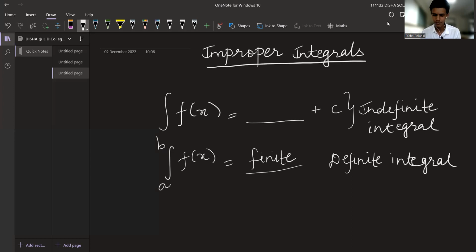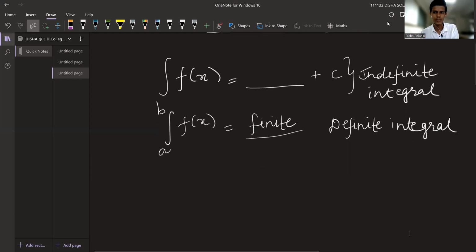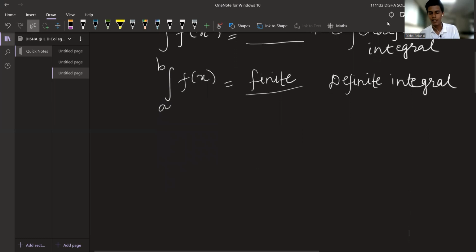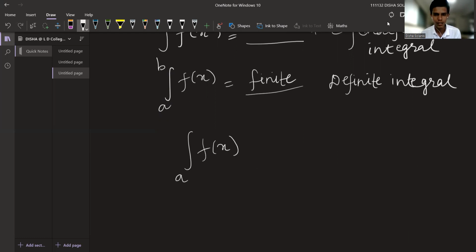Okay. So what we are going to study is improper integrals. Let me first explain what improper integrals are. Suppose we have a finite integral, meaning we have been given limits a and b. Now what if one of the limits is infinity? Suppose we have function f of x. Now we need to integrate it from a, let's say, till infinity. Obviously when we try to solve it, we'll get some answer of this integration.